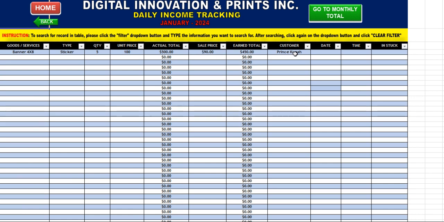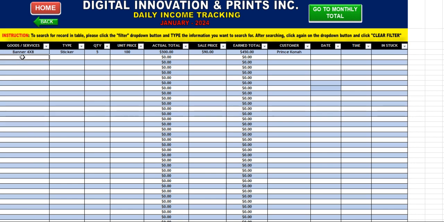And the customer name will be mentioned, the date they come to do that transaction will be mentioned, the time, and how many pieces remain in stock, meaning the banners, perhaps the rollers and other material. How many are left in stock will be right here.